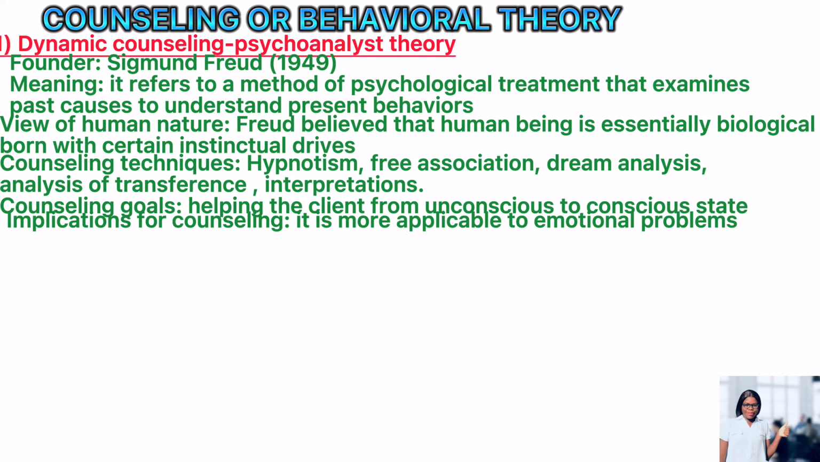So under the view of human nature, this is what you write. Sigmund Freud believed that human beings are essentially biologically born with some drive. So he believes that people are born with id, ego and superego. Then under the counseling techniques, what are the techniques that Sigmund Freud used in this dynamic counseling? He used hypnotism, free association, dream analysis, analysis of transference, analysis of resistance and interpretation.